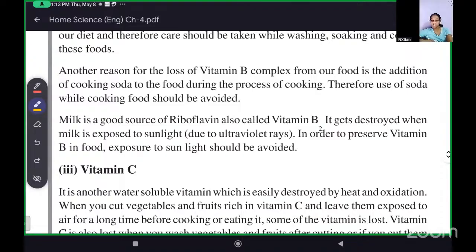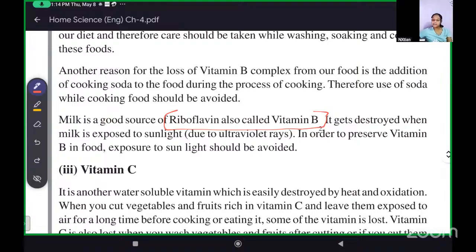Now, milk is a good source of riboflavin, also called vitamin B2. Okay, so riboflavin is also a name of vitamin B. It gets destroyed when milk is exposed to sunlight. In order to preserve vitamin B in food, exposure to sunlight should be avoided.